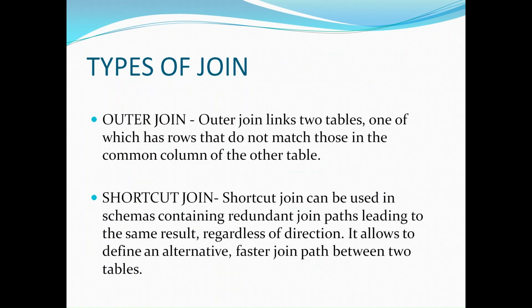Next is outer join. Obviously we are going to use these joins to link two tables. An outer join links two tables where one has rows that do not match those in the common column of the other table. So we can say that these joins are built between two tables where there is no similarity. And then next is shortcut join, which is used worldwide, and it is a faster join path between two tables.